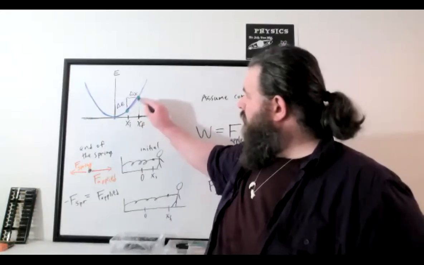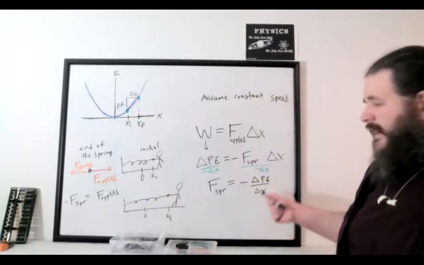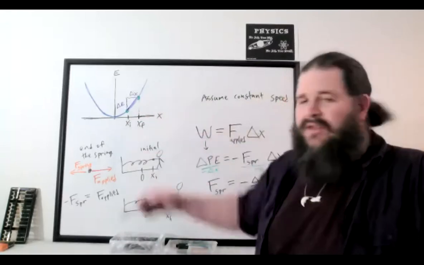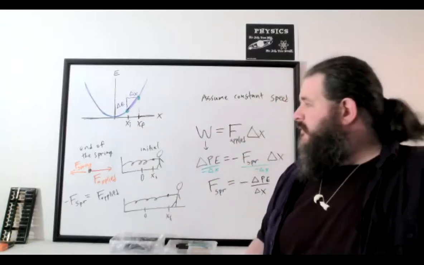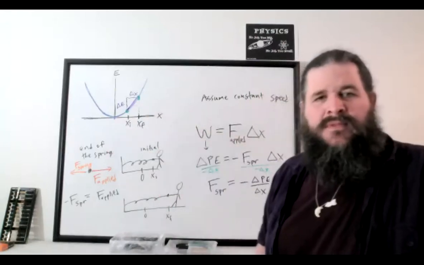So the slope of this line is the force, or rather the opposite of that slope in terms of direction. This is a positive slope, so that suggests there's a force in the negative direction. And indeed, the force of the spring is pulling back to the left, back towards equilibrium.